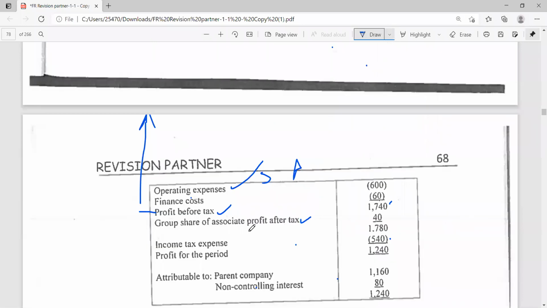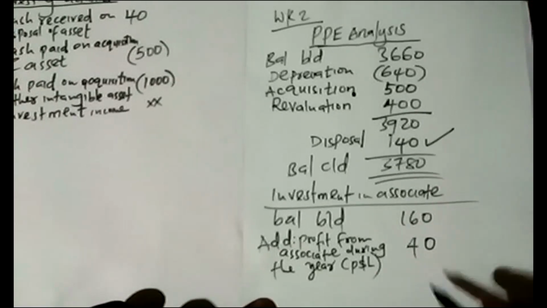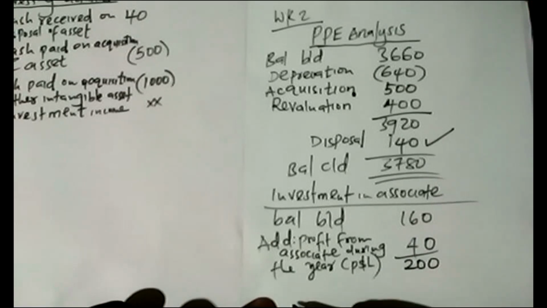So this one, group share of associate profit after tax. This 40 is what they received as an income from that associate. So you add that. The 40. If you take 160 plus 40, that is 200. Skip one line, say balance carry down.